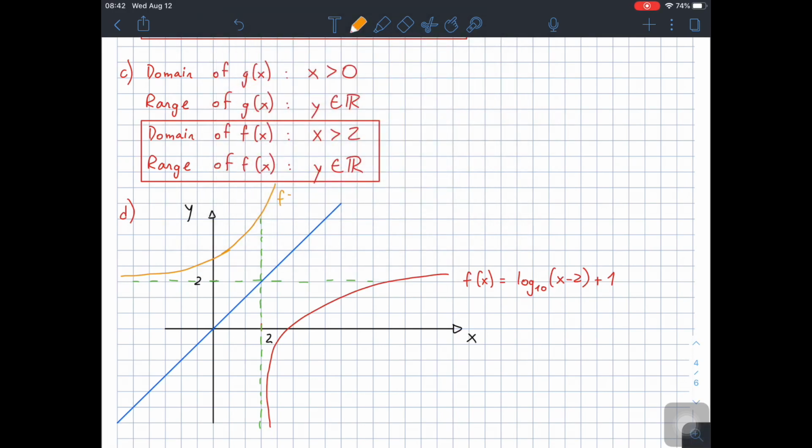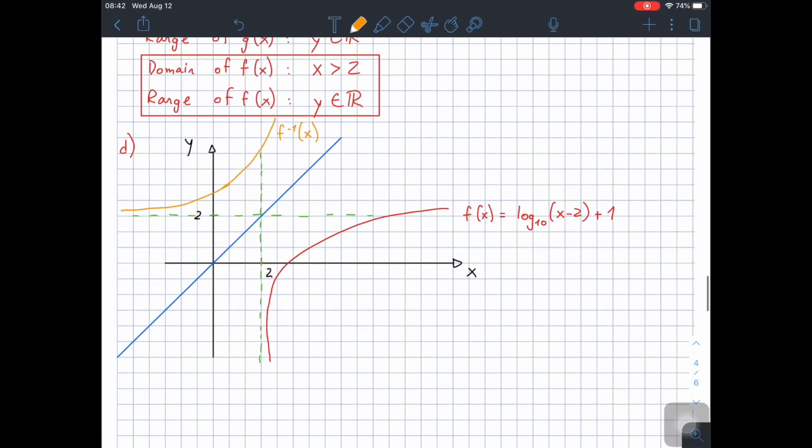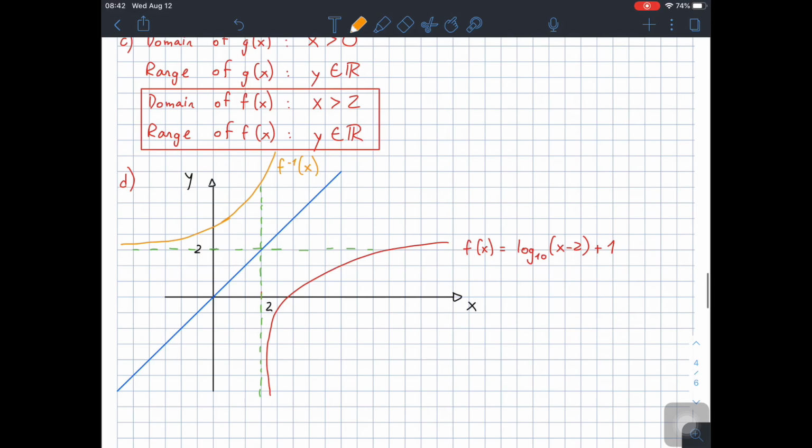This would be f minus 1 of x, which we're going to see how to calculate later on in classes, okay? So that was just an introduction to logarithmic functions for you to understand this. We're going to see this more in depth in future live sessions.